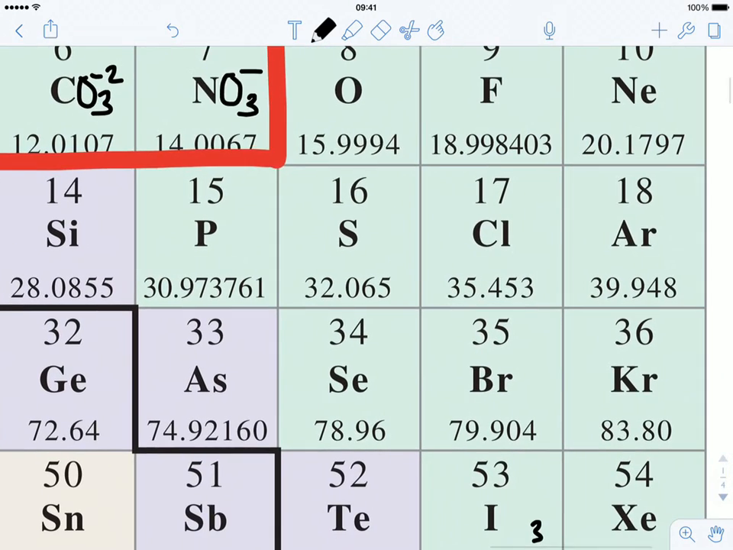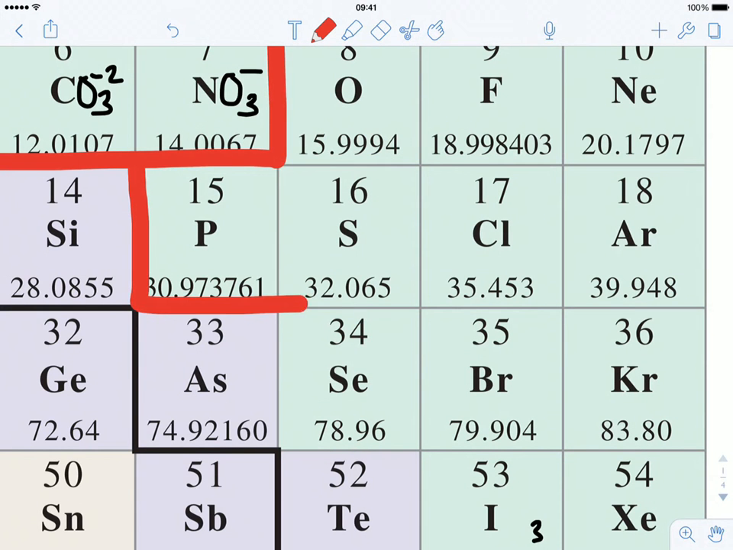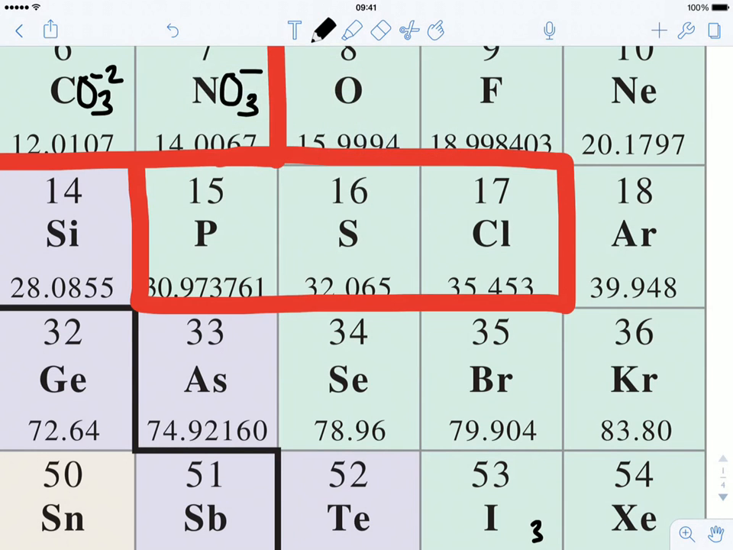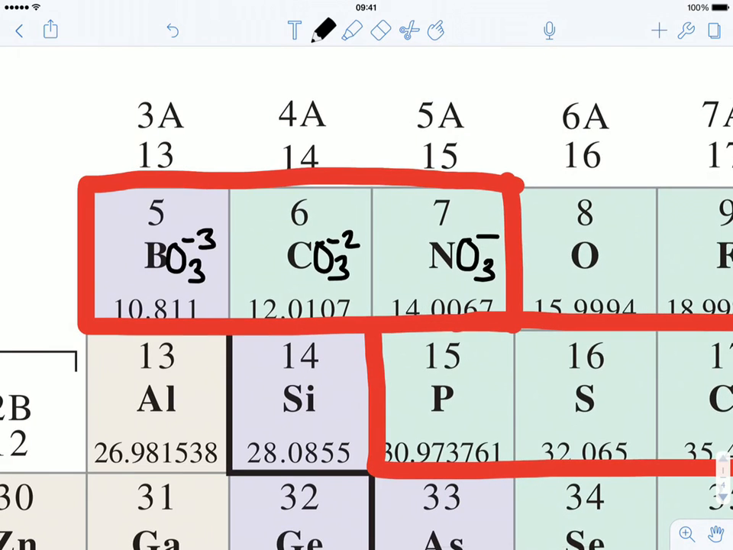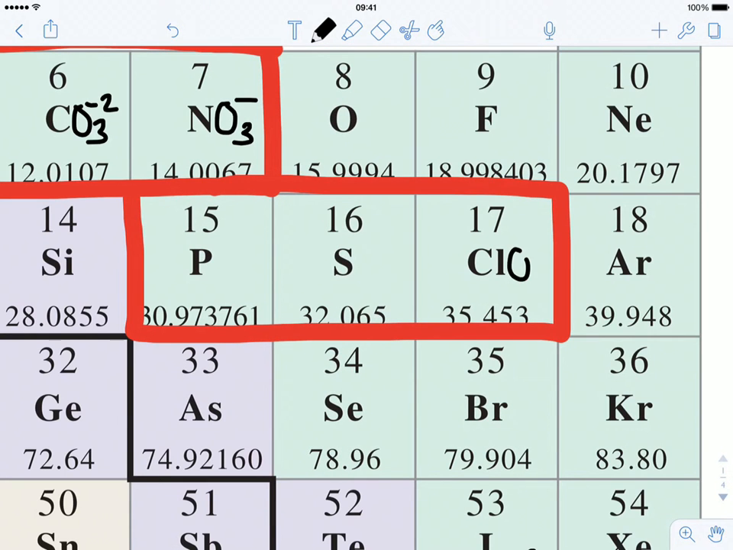Now if we go down 1 row and we look at these 3 elements right here, they follow a similar pattern. And these are 3 more of the polyatomic ions that you have to memorize. Just as these 3 right here had 3 oxygens after them, these 3 have 4 oxygens after them.